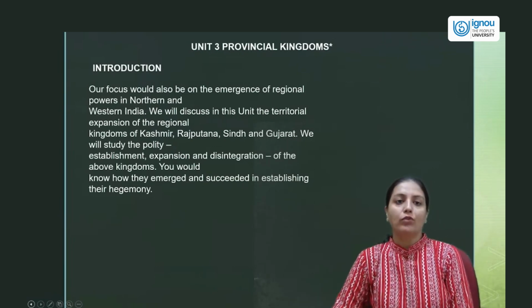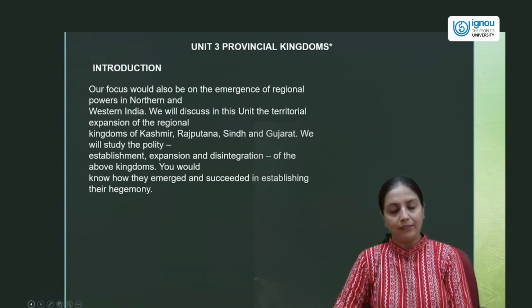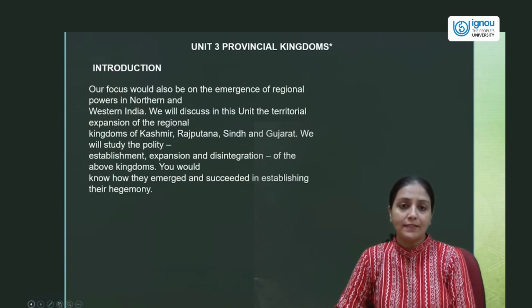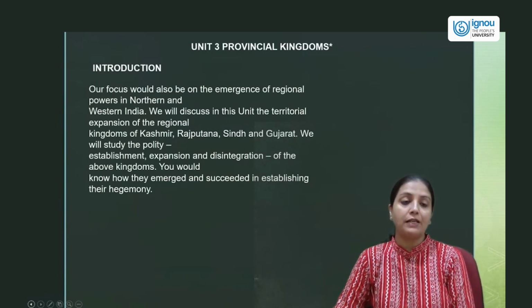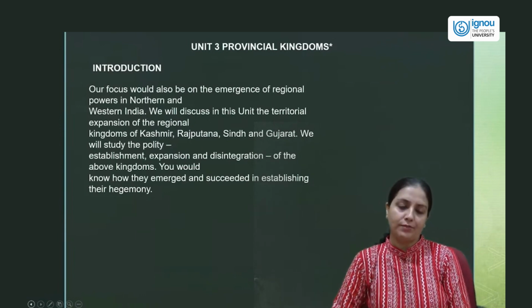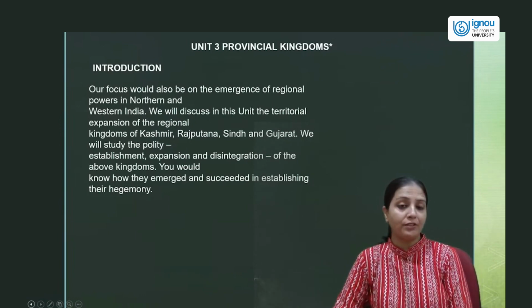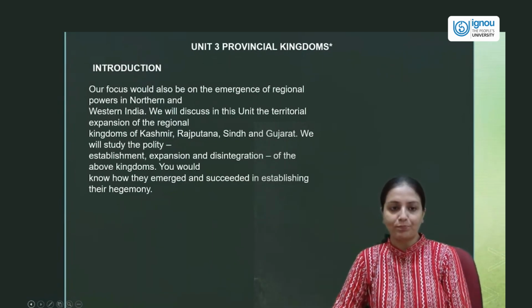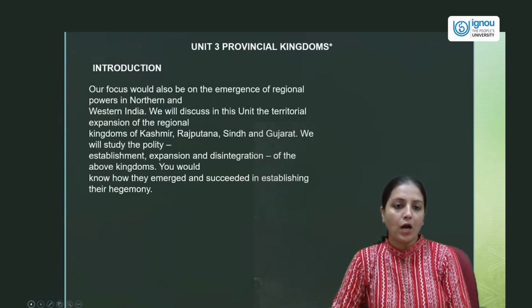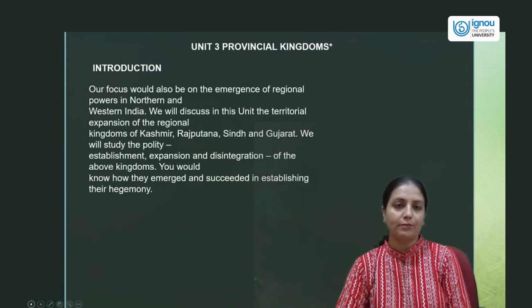Our focus would also be on the emergence of regional powers in northern and western India. We will discuss in this unit the territorial expansion of regional kingdoms of Kashmir, Rajputana, Sindh and Gujarat. We will study the political establishment, expansion, and disintegration of the above kingdoms. You would know how they emerged and succeeded in establishing their hegemony.